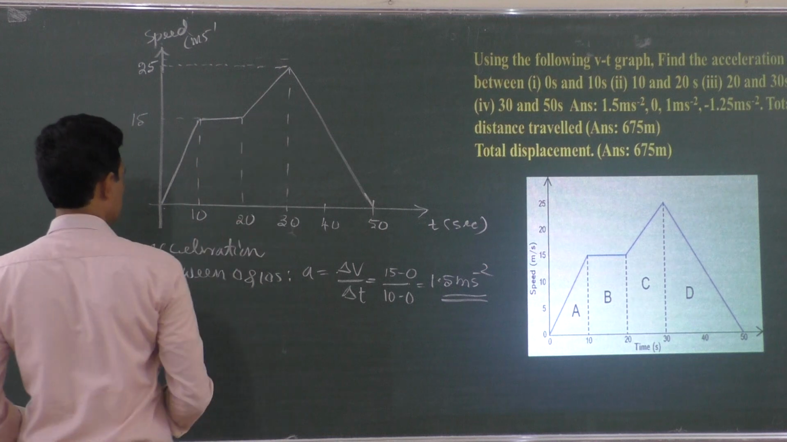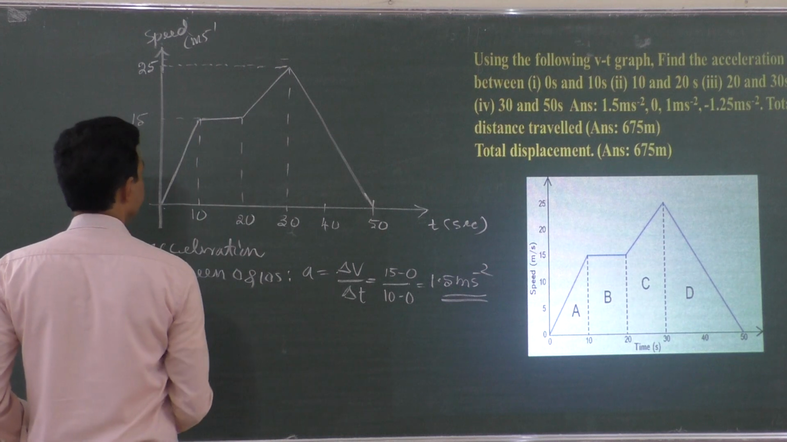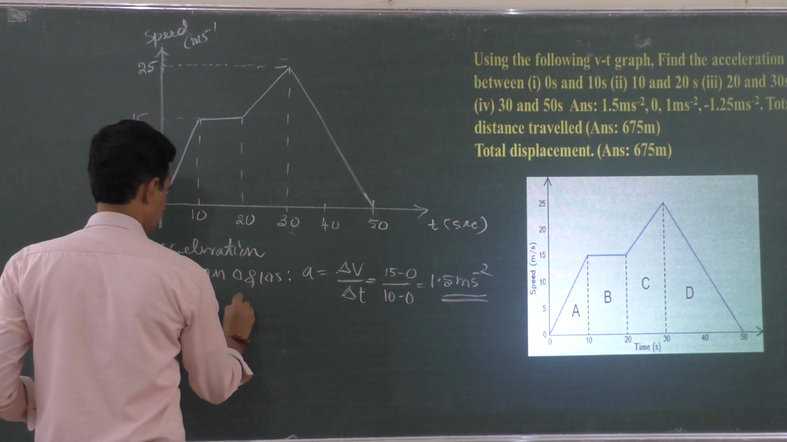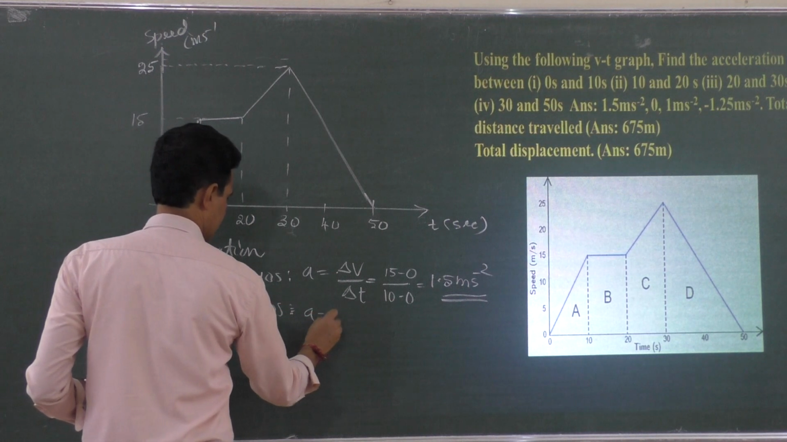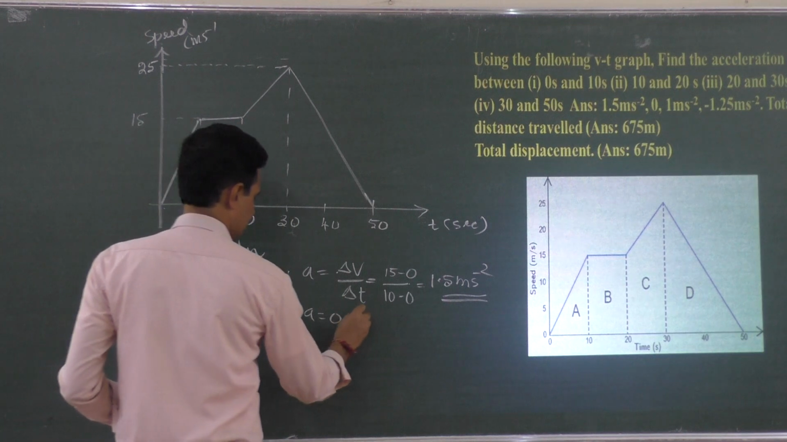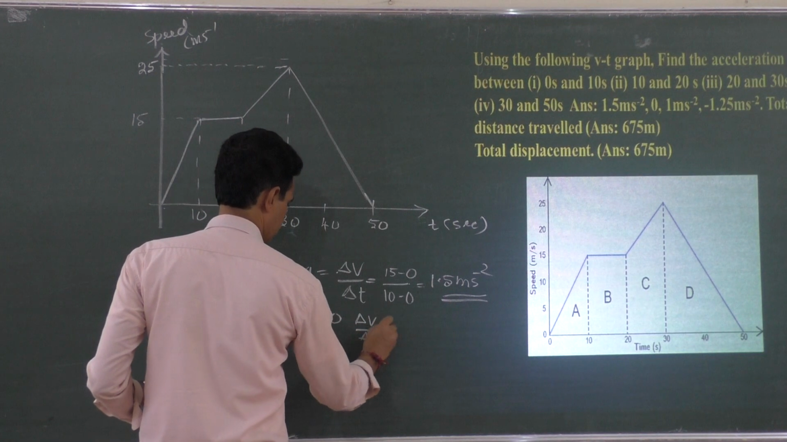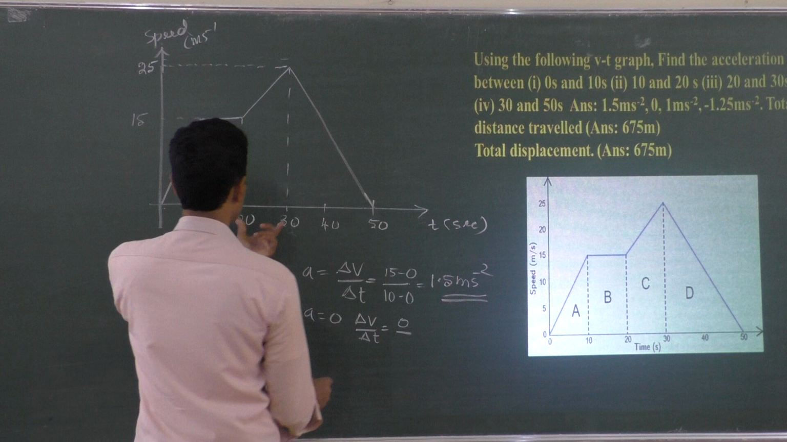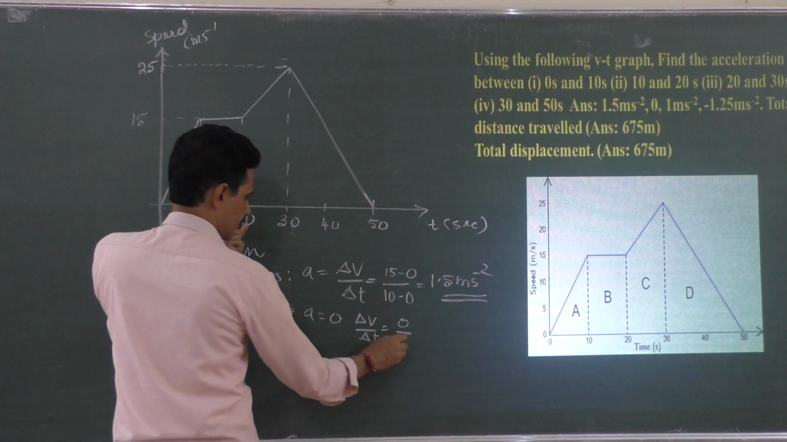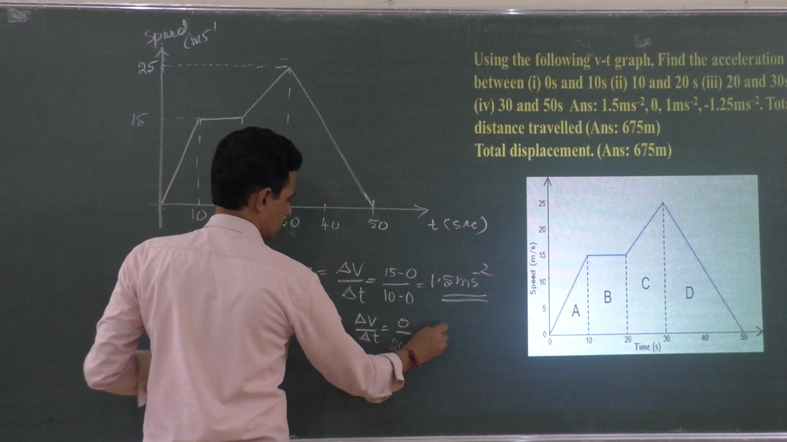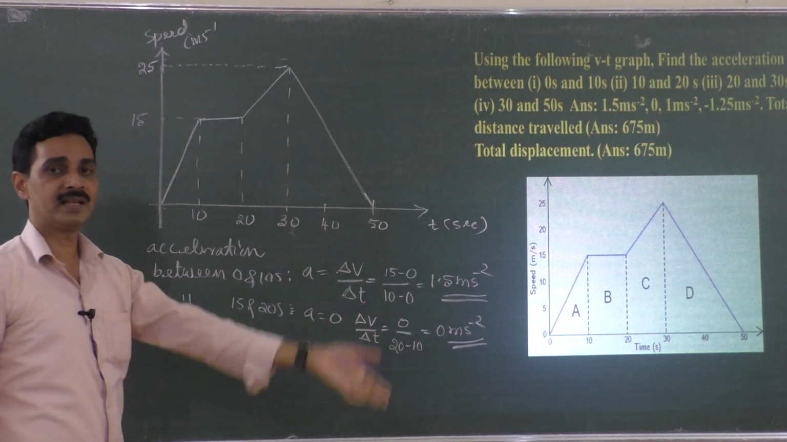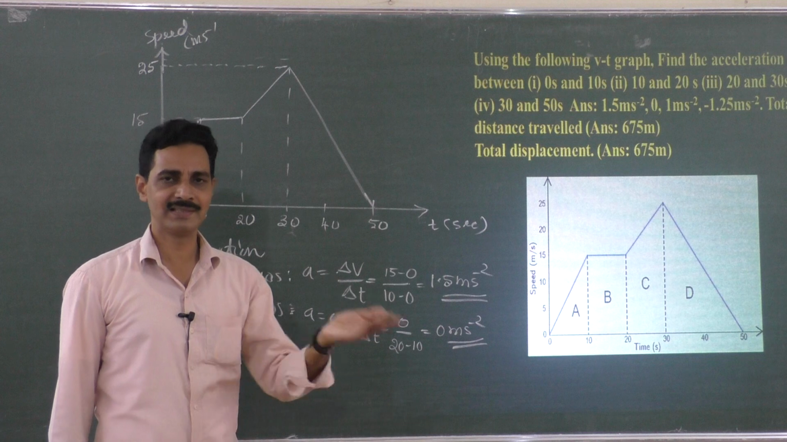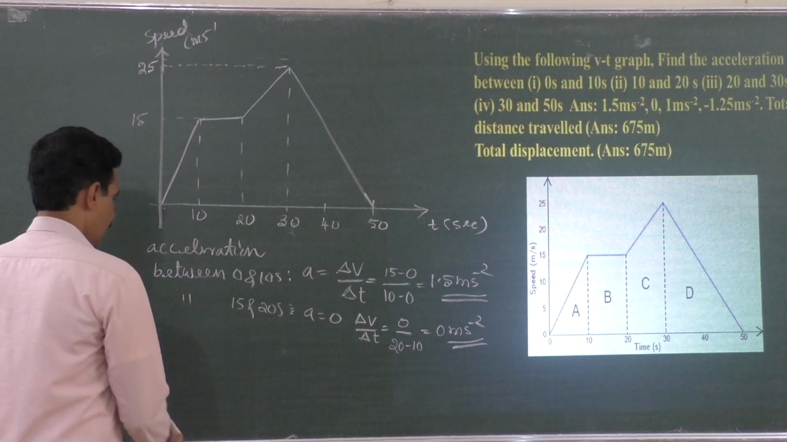So here velocity is uniform. Between 10 and 20 seconds, it is 0. Why? Because acceleration is 0. There is no change in velocity, but the time is 10 seconds, 20 minus 10, so this is 0 meter per second square. There is no acceleration. What do you mean by there is no acceleration? The body is not increasing or decreasing its velocity.